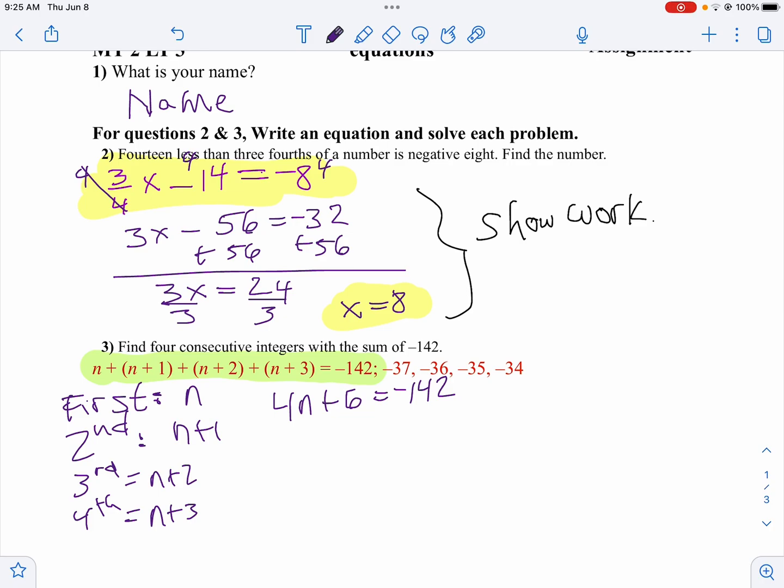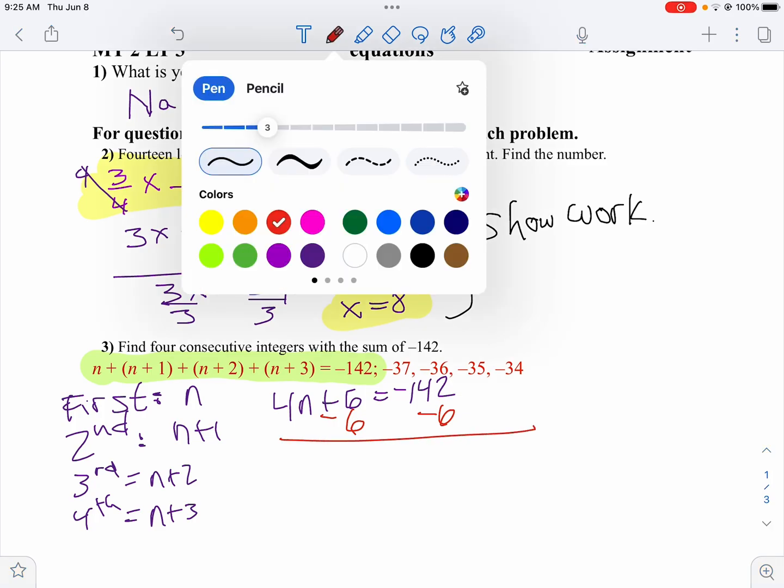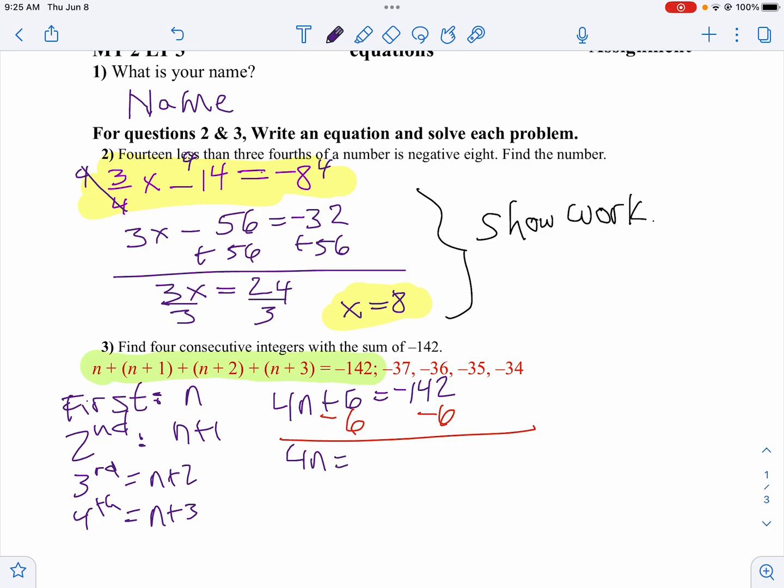So the opposite of adding is subtracting. So then we get 4n equals -148. Divide both sides by 4. And n is going to be -37. So my first number, which is n, is -37. Add 1, we get -36. Add another 1, you get -35. And -34. That's where we get the answer from.